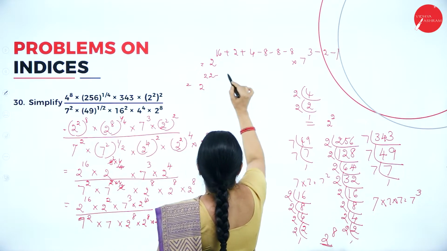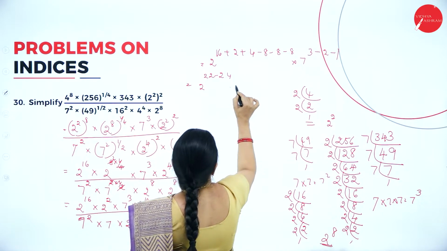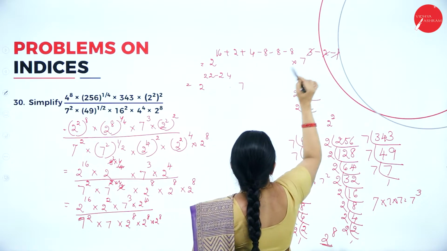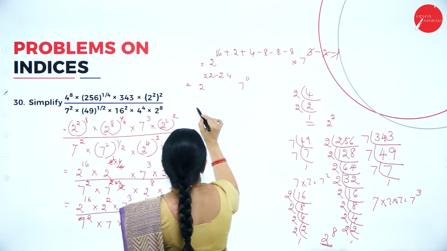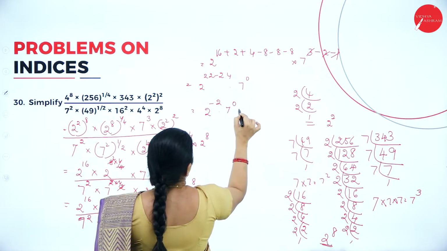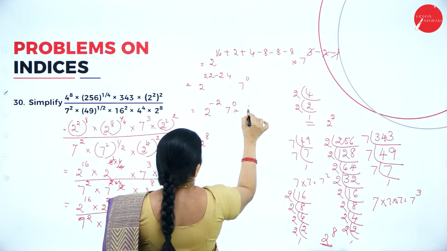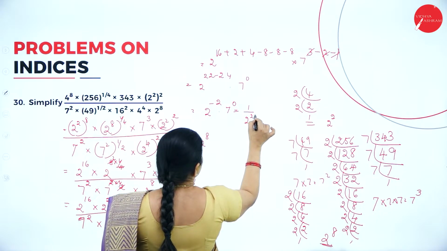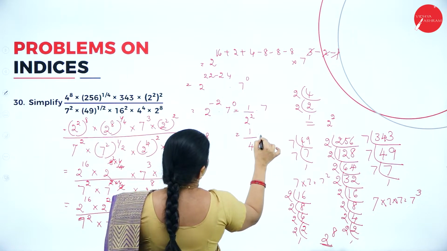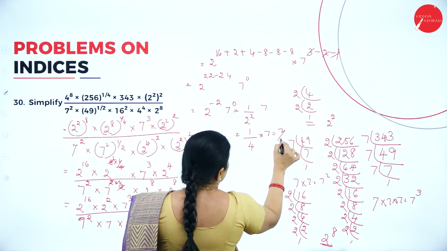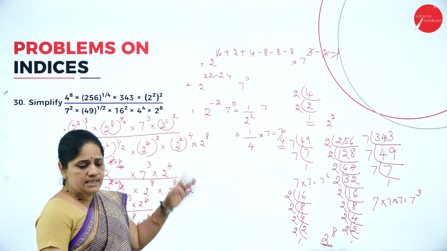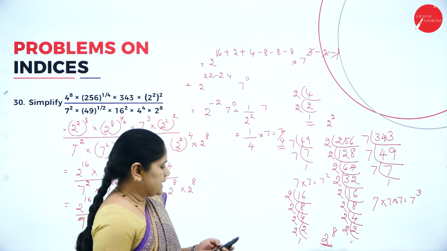minus 8 plus 8 plus 8 is 24 into 7 to the power of plus 3 and minus 3 gets cancelled, it becomes 0. So, this will be 2 to the power of minus 2 into 7 to the power of 0, or this will be equal to 1 by 2 square into 7, or I can write it as 1 by 4 into 7. So, this is the answer. So, 7 by 4 is the answer. So, this is how you will have to do the calculations.